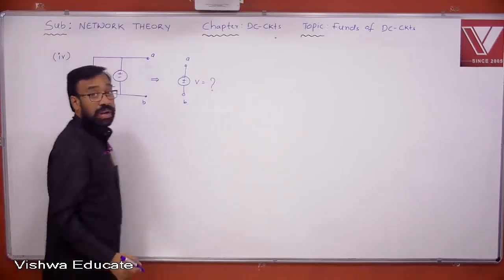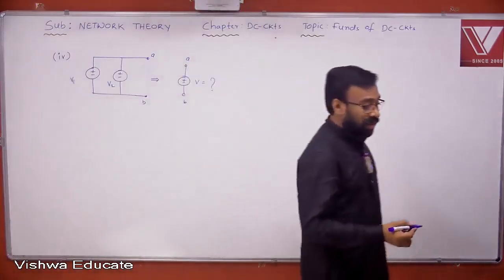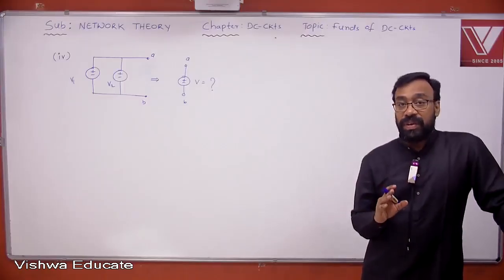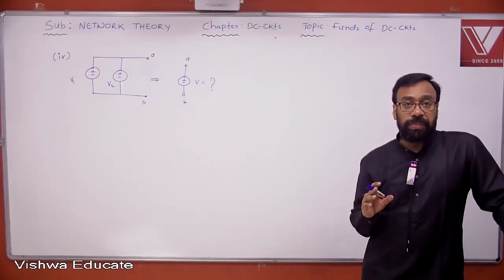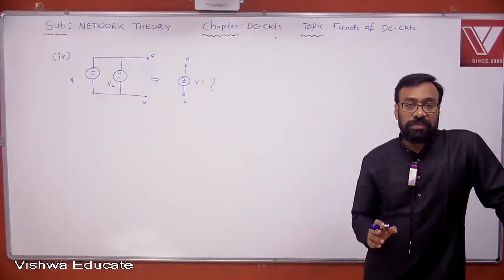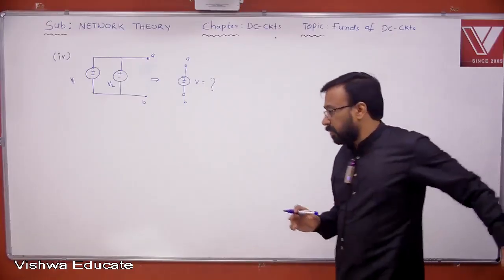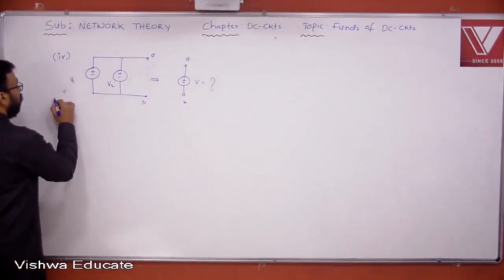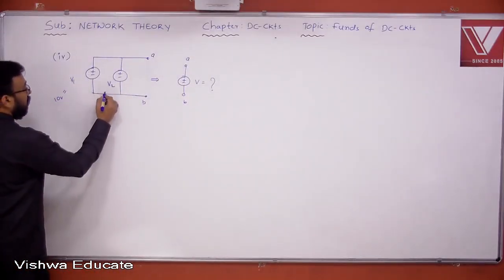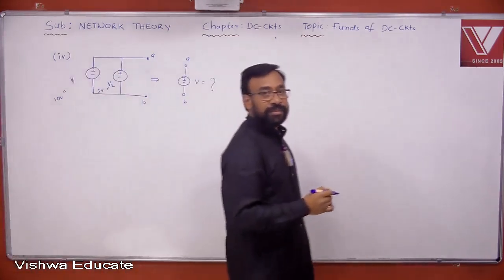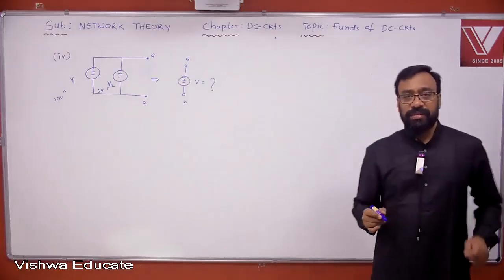First of all, the question must be very clear. There are 2 ideal voltage sources, one is V1, the other is V2. I want to replace these 2 sources by a single equivalent source. Tell me, what is that value? For example, I have 10 volts here, and 5 volts, let us say. Then what could be the value of V?